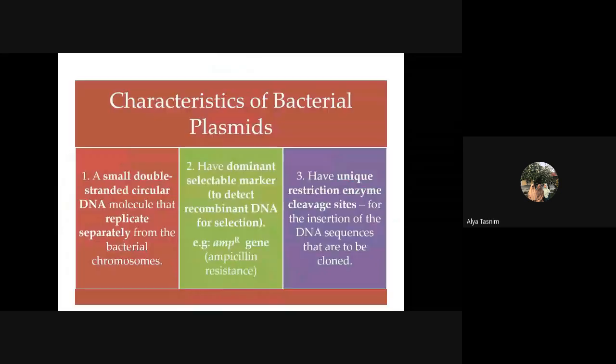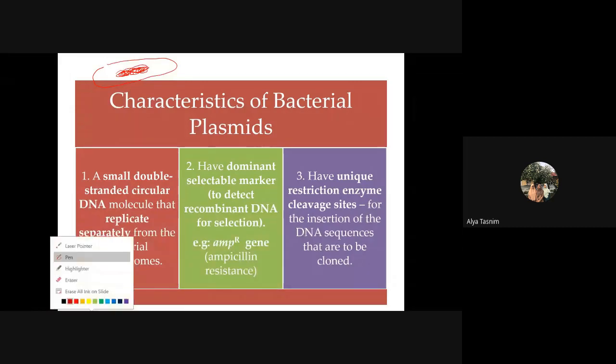So what are the characteristics of a bacterial plasmid? Number one, it is a small double-stranded circular DNA molecule that replicates separately from the bacterial chromosome. So this is a bacterium, for example E. coli. This is the chromosome of the bacterium in the nucleoid region, and then you have a small circular DNA.